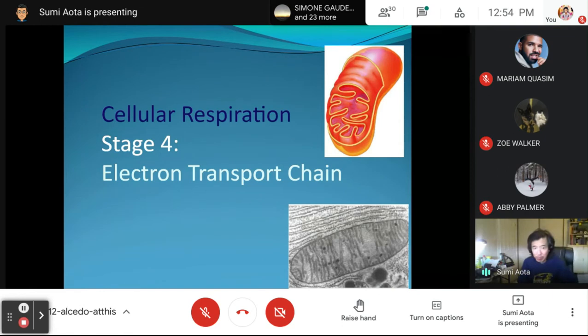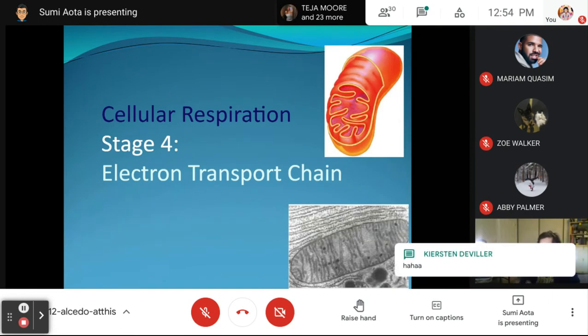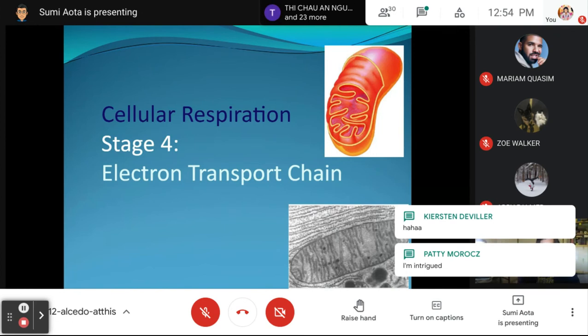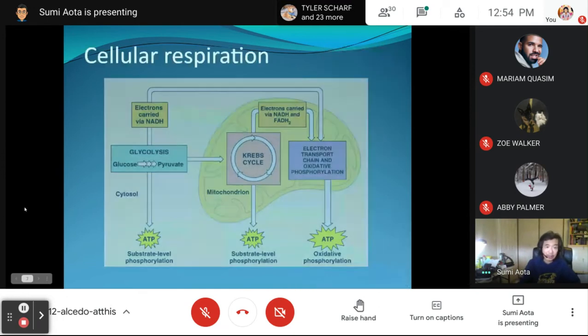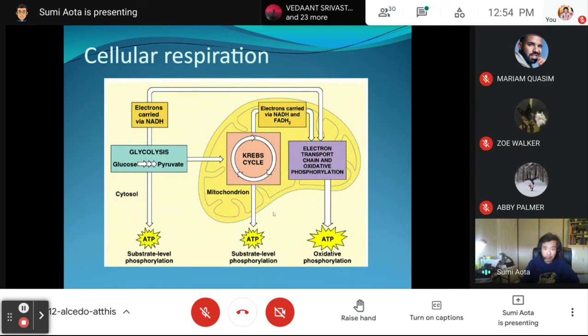So stage 4 is the electron transport chain. This is the payout. This is where we generate the maximum amount of ATP possible. Up to this point, what we've done is to the end of Krebs. We've got a total of 4 ATPs through substrate level phosphorylation, and then a whole bunch of electron carriers, NADs and FADs that are going to carry the electrons to this last stage where we're actually going to produce a massive amount of ATP, roughly 36 moles.